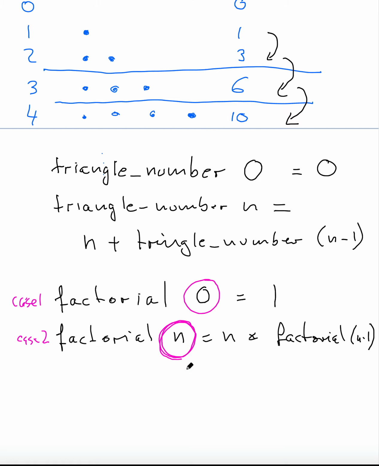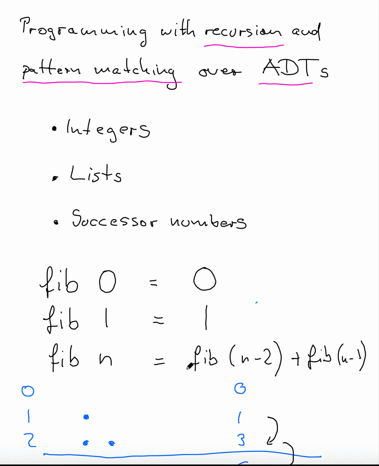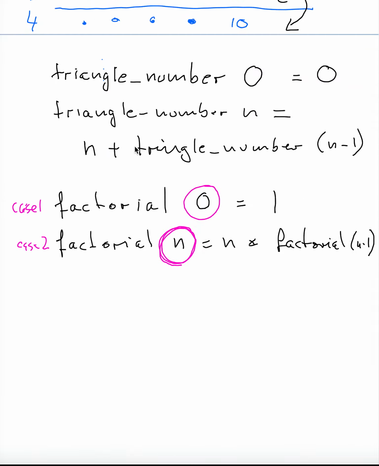Okay, let me scroll up just a little bit. So I gave you some examples for recursive computing with pattern matching over natural numbers or integers. And the next example is recursion over lists. So let's look at some examples again. So the first example was computing the length of a list.